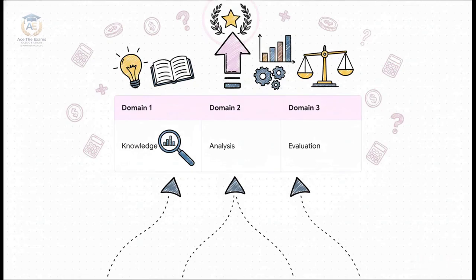Successful candidates must demonstrate competence across all 3 of these distinct cognitive domains to truly excel. Think of this as the examiner's DNA. Column 1 is knowledge and understanding, also known as AO1. This is your factual baseline. Column 2 is analysis, or AO2, which is your ability to process data logically. And column 3 is evaluation, AO3. Think of this as the final boss of the exam.